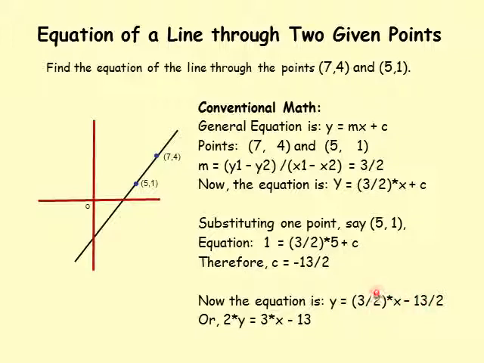I can multiply out the equation by 2. That means 2 times y is 3x minus 13. So in conventional math, first I had to compute m, substitute m, then substitute one of the points and compute c, and then get my equation. In Indian math, we do it a little differently.